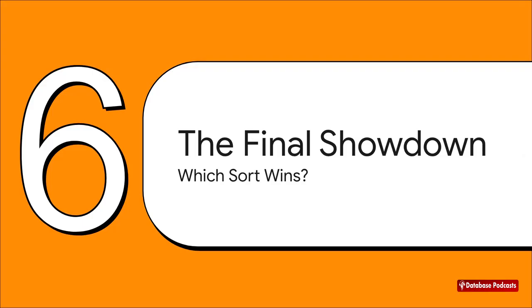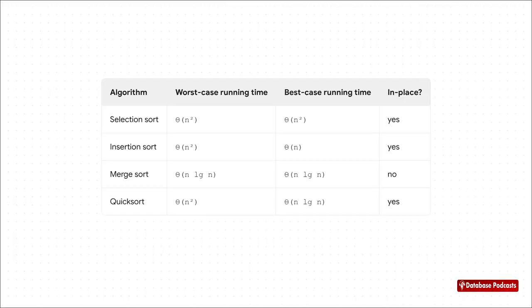So we've looked at 4 really different ways to do the same thing, and each one has its own strengths and weaknesses. So which one is the champion? Which one wins? Well, let's put them all side by side. This table really lays it all out. And what you see is, there is no single best algorithm.